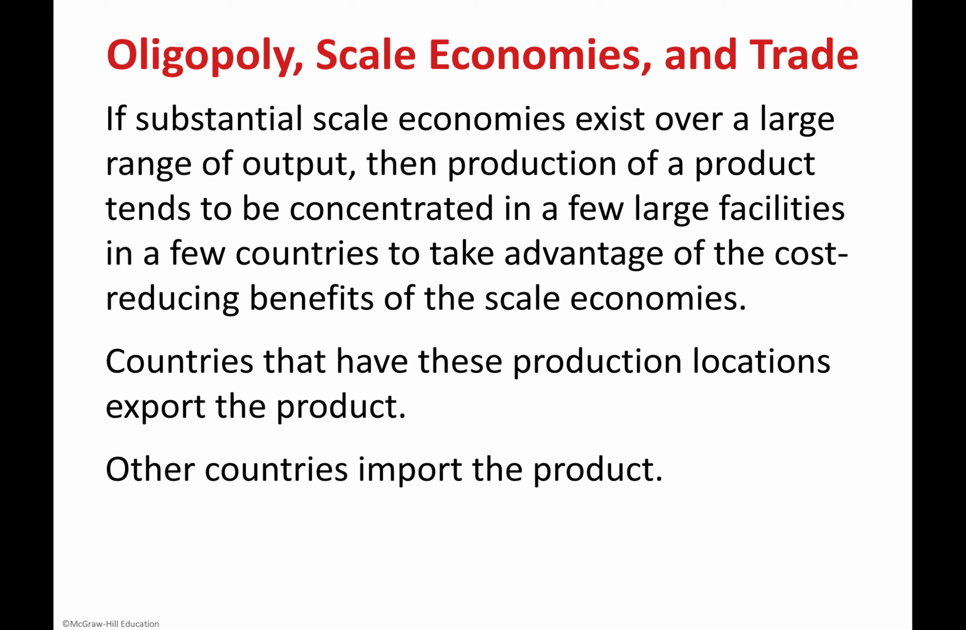So if you've got substantial scale economies over a large range of output, then production of a product tends to be concentrated in a few large facilities in a few countries to take advantage of the cost-reducing benefits of the scale economies. So, for instance, Boeing, when it builds its planes, it actually builds them all in the US, and Seattle is the location, and I believe they currently now have a new plant as well in Dallas, where they manufacture aircraft too. Countries that have these production locations export the product. Other countries import the product.